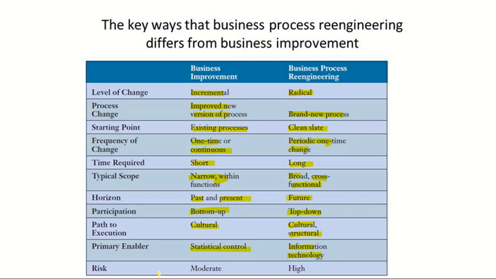How about the risks? It's moderate for business improvement, while BPR has higher risks. So these are the differences between business improvement and business process reengineering.